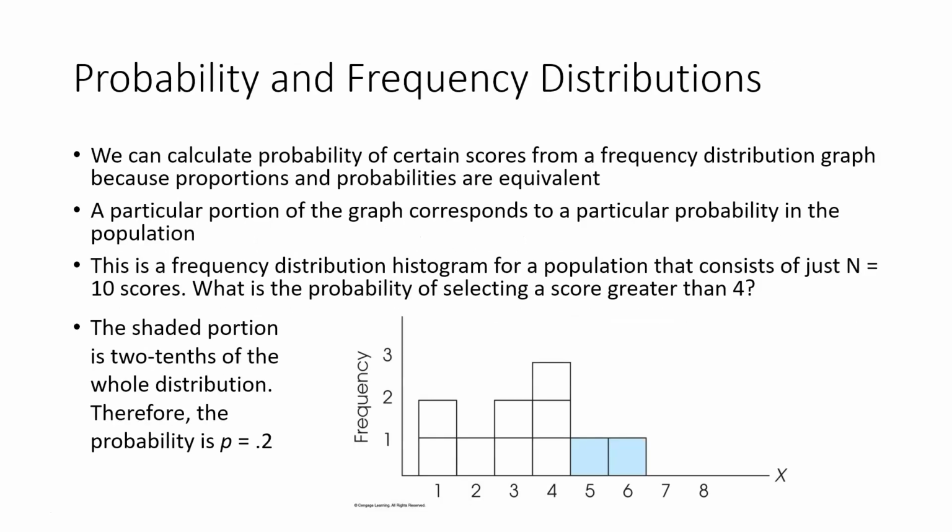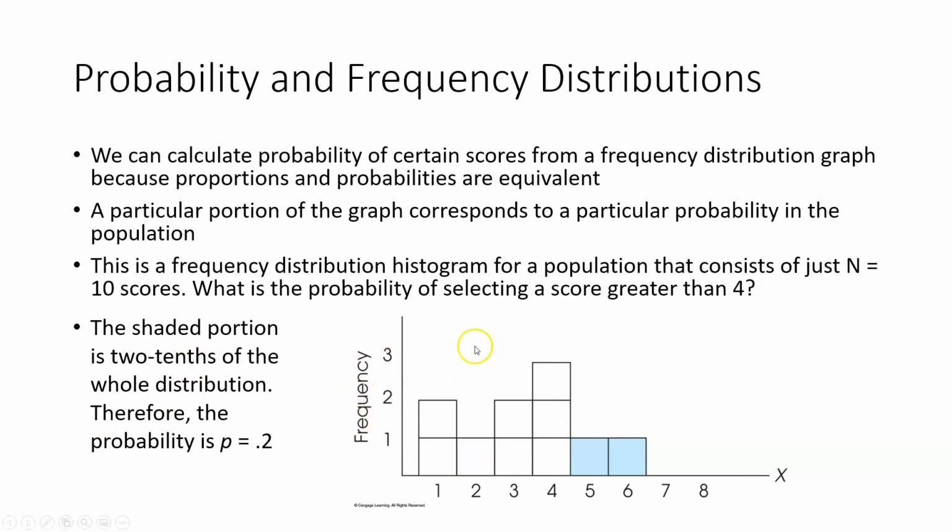Let's talk now about probability and frequency distributions. We can calculate probability of certain scores from a frequency distribution graph because proportions and probabilities are, like I said before, equivalent. So a particular portion of the graph corresponds to a particular probability in the population. You can see that in this example here.